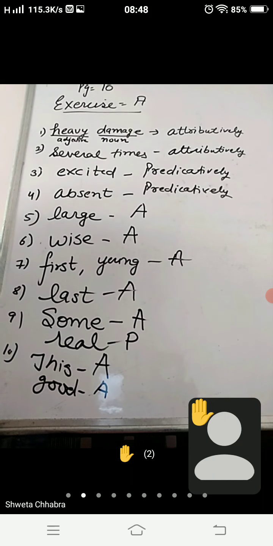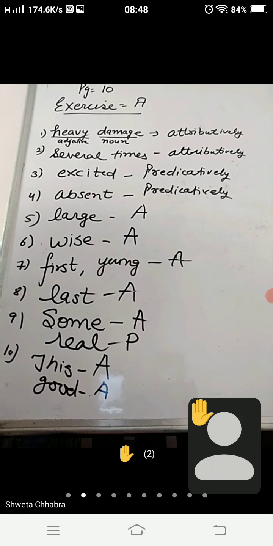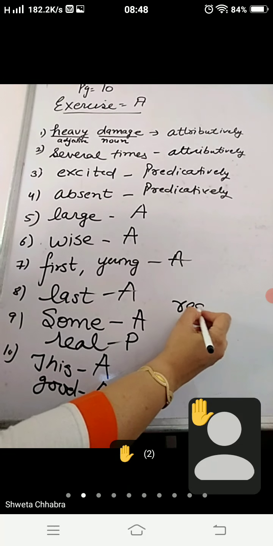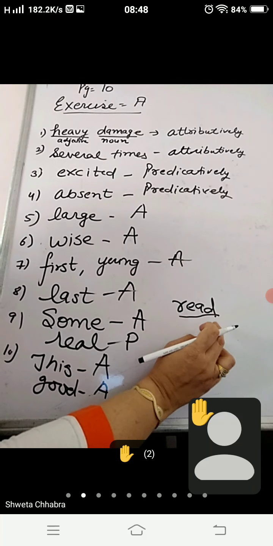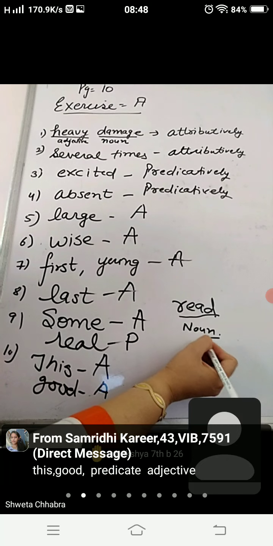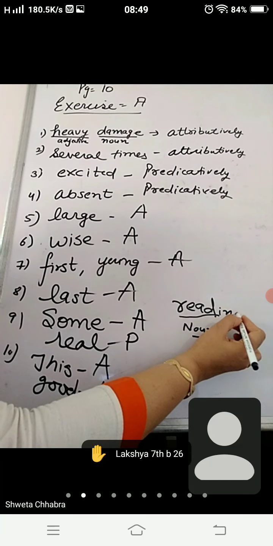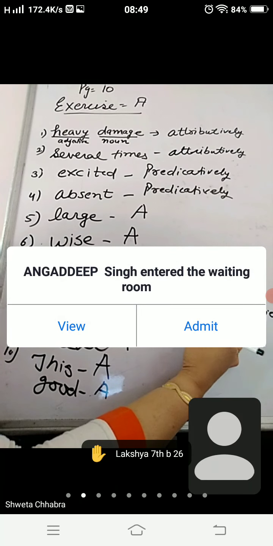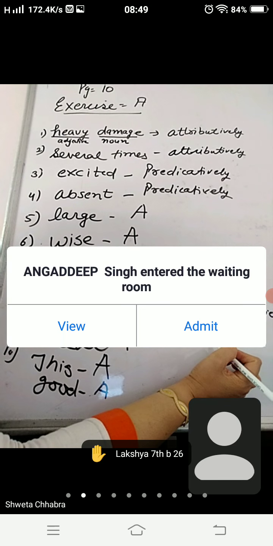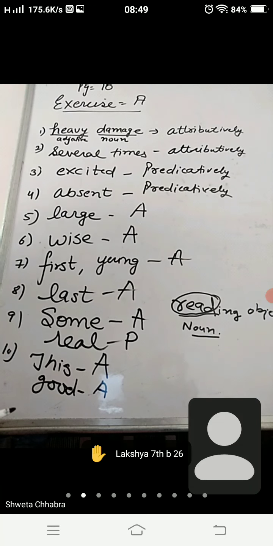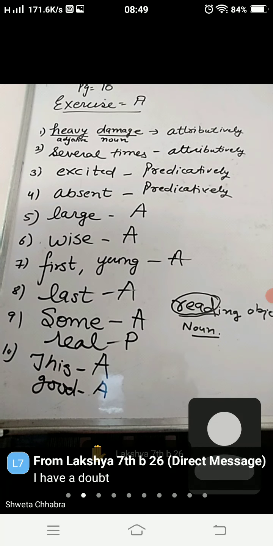No, beta, this book is a good read. Read means it is a good reading object. So here read is not used as a verb. Don't get confused. It is only to make you confused. Read here seems a verb, but in this sentence, read is used as a noun. This book is a good read. It means this book is a good reading object. So it is used before a noun, and when it is used before a noun, it will become attributively. Clear, bachche?